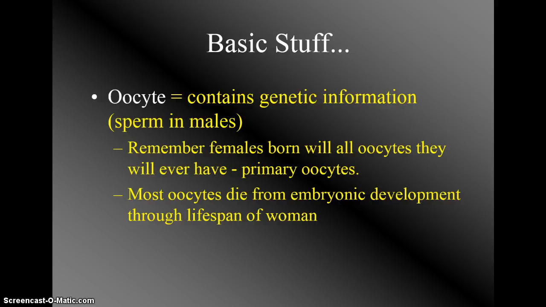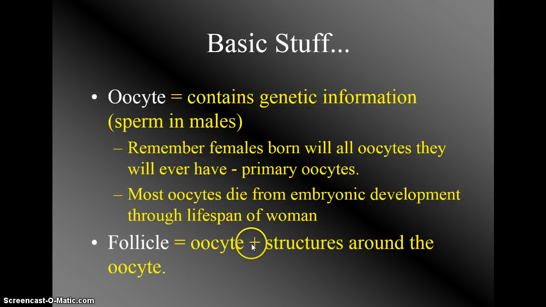All right, basic stuff. The oocyte contains genetic information. As we've learned in the past, there are 23 chromosomes in the oocyte and 23 chromosomes in the sperm. Females will be born with all the oocytes that they will ever have. So the eggs you have at 30 are the same ones that you were born with. And most of them have actually died since you were born. So it's a pretty rare cell in the body as compared to the sperm, which can develop throughout a man's life after puberty. His numbers will decrease as he gets older, but he's capable of making sperm throughout his life.